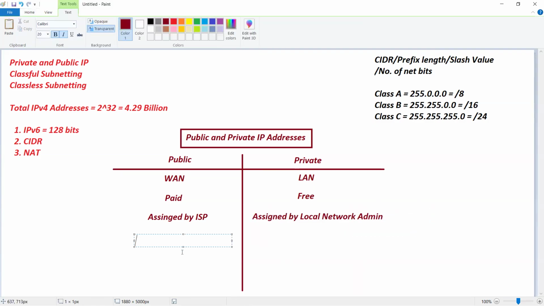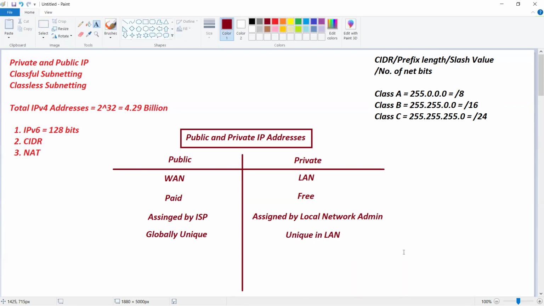Now, these public IP addresses are globally unique. While private addresses are unique only in LAN. So from one local area network to another local area network, these addresses can repeat. That means if you have taken a Wi-Fi connection at your home and your neighbor has also taken a Wi-Fi connection, you both might be using the same private IP addresses. That will not affect. Why? Because when you're going on the internet, your public IP addresses are being used and those are different for everyone.